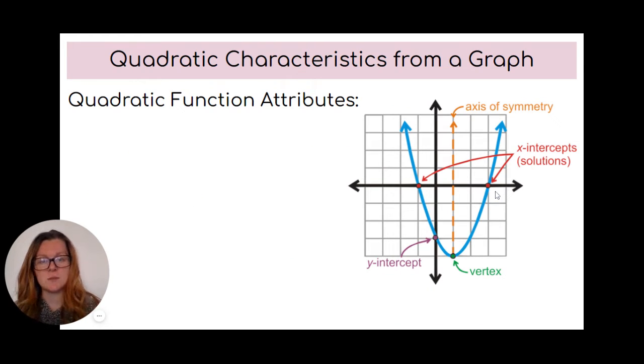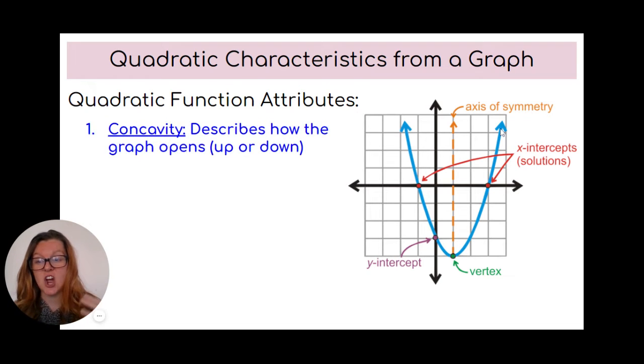So there's some different types of characteristics we're going to talk about for the quadratic function. The first thing that we're going to talk about is concavity. So that just means, hey, are you opening up or are you opening down? So this guy over here, do you see how both ends are pointing up? He has concave up. If you see a frowny face, that means he is going to be concave down. So you just need to tell me up or down.